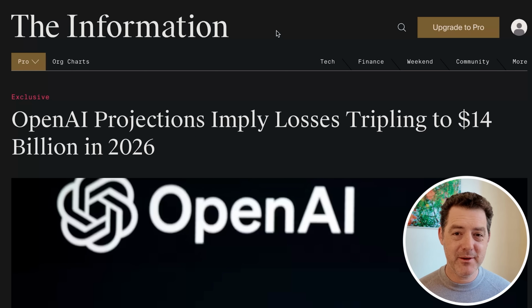Next, OpenAI seems to be losing a ton of money. And anybody who thinks OpenAI is dying right now, that could not be further from the truth. They will just raise more and more money, but they're just growing so fast. But they are still the hottest ticket in town in terms of VC investment. And according to The Information, they have implied losses tripling to $14 billion in 2026. That is a ton of money to lose.